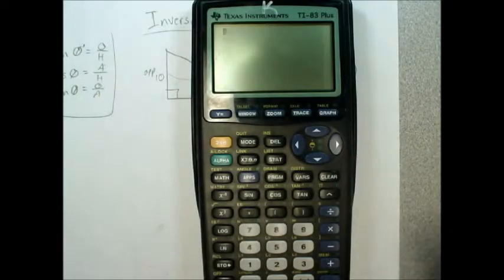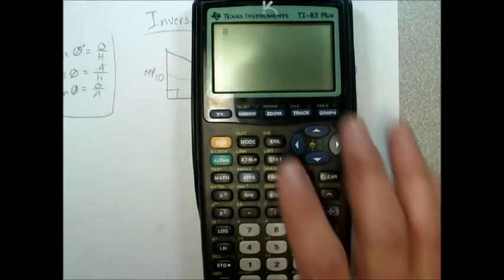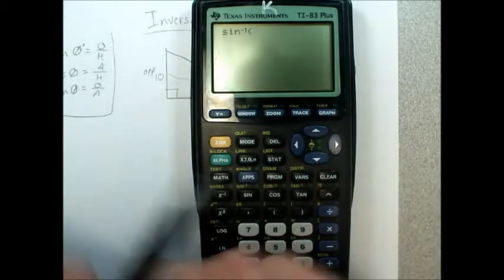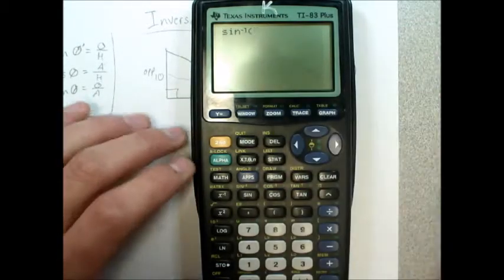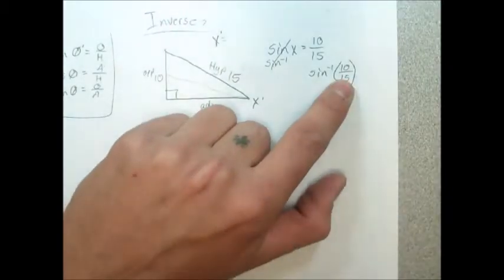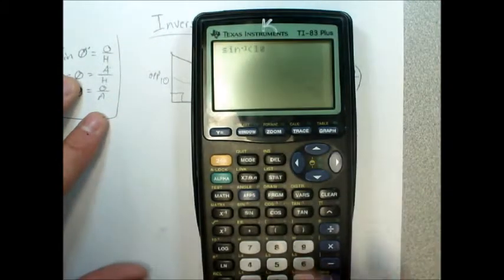Now, if you want to reduce that fraction, you could, but your calculator is going to deal with it all the same. So everybody get out your calculator. We're going to hit these buttons. Second sine, that gives us sine to the negative 1, which is sine inverse. Open parenthesis, and then we just enter what's inside of our parentheses, 10 divided by 15, and then we just press enter.